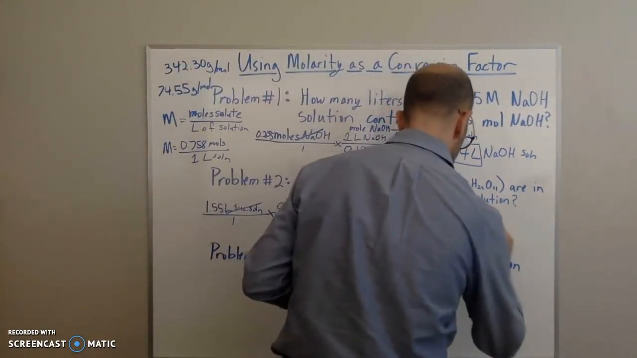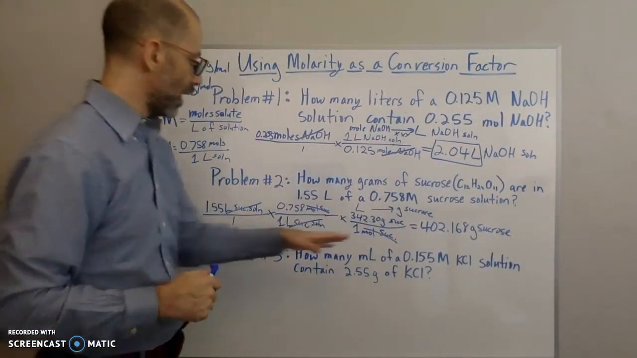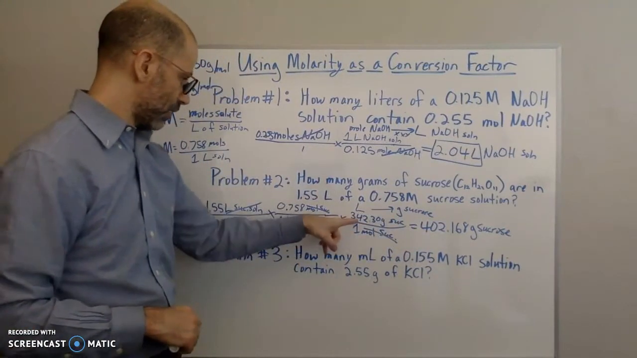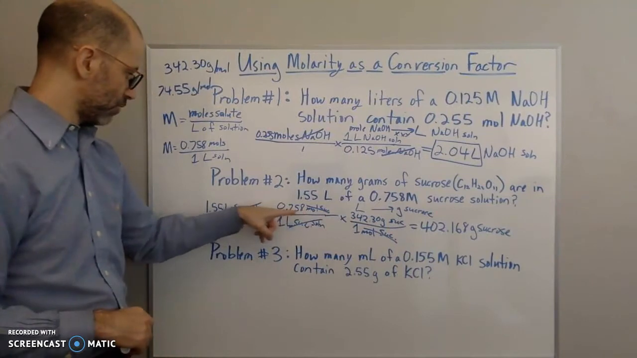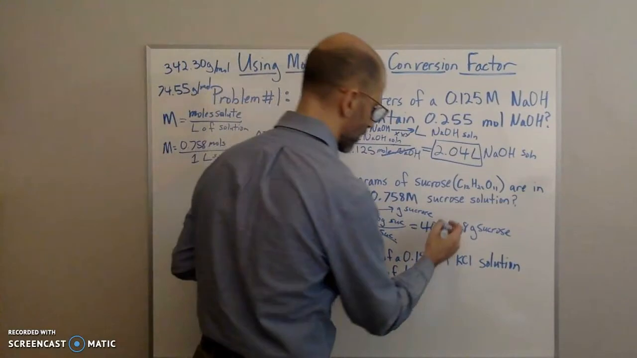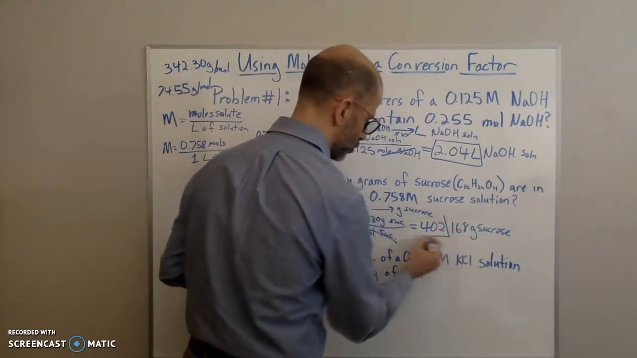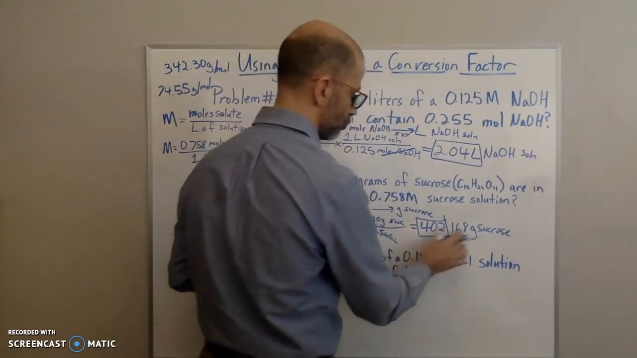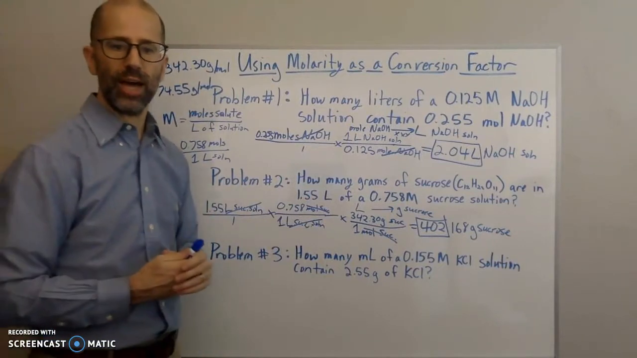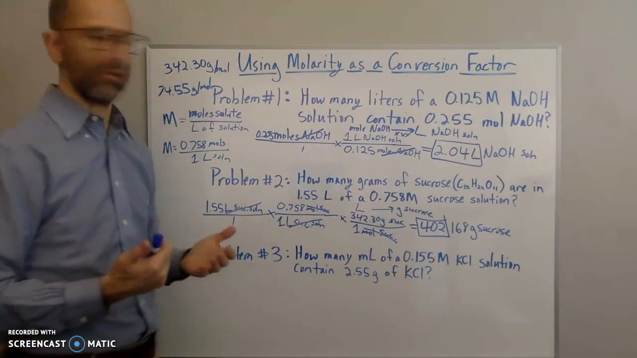So that's 402.168 grams of sucrose. Okay, so now I need to check my sig figs. I have 5 sig figs here, 3 here, and 3 here, so the least number is 3. So I need to cut it off at 402. That next digit is a 1, so I just keep the 2 as a 2, and I have 402 grams of sucrose. And that's how you do that. So that's another example of how to use molarity as a conversion factor.